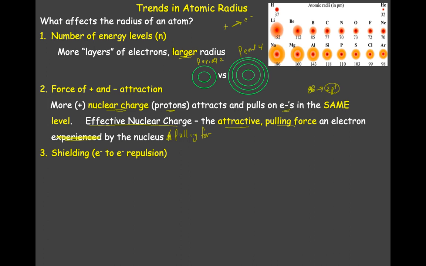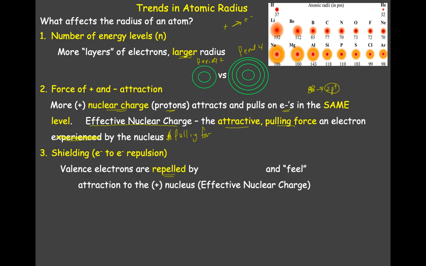All right. So the shielding, and we're going to see this in our diagram the next time we do this. Shielding is just like a shield. A shield blocks other things. All right. So again, not only do you have the force of positive and negative attraction between the electrons and the protons, but you also have a repulsive force of electrons on each other, which is going to push the radius out and make it bigger. Okay, so valence electrons are repelled by inner electrons and feel less attraction, that's the key, to the nucleus, because you're being blocked by this.